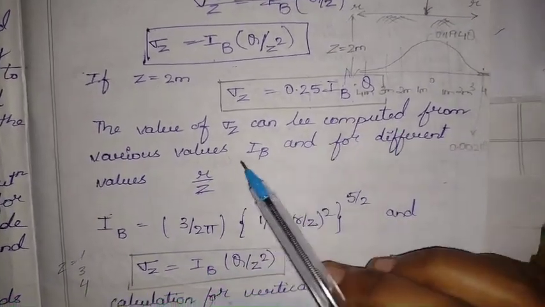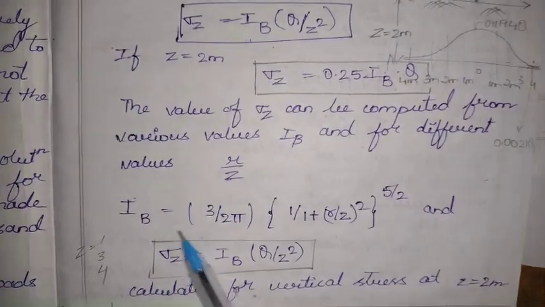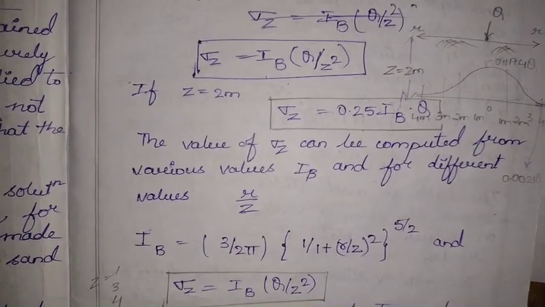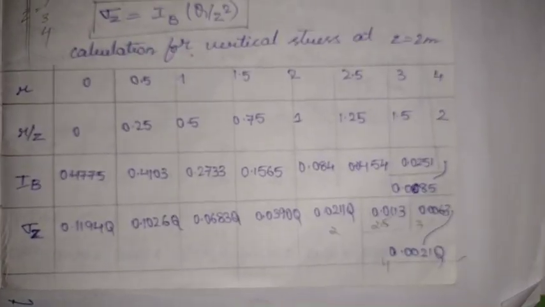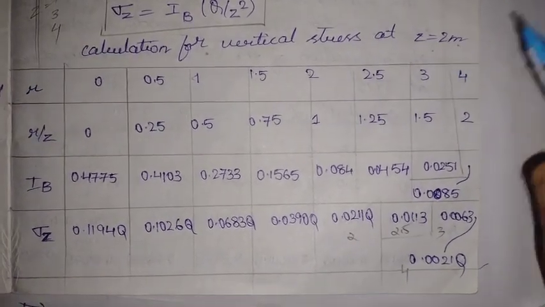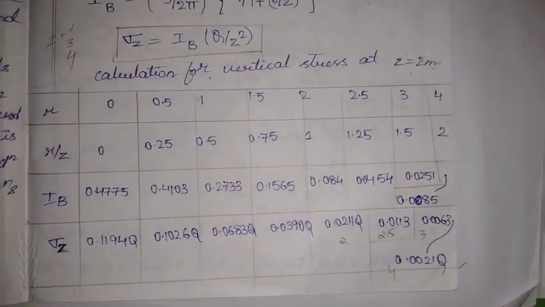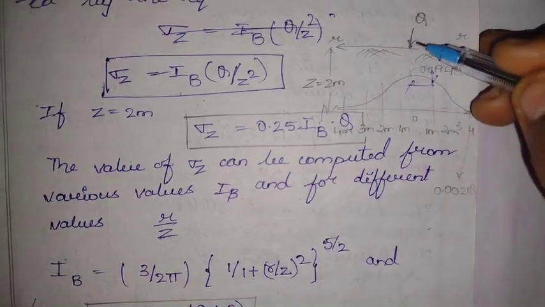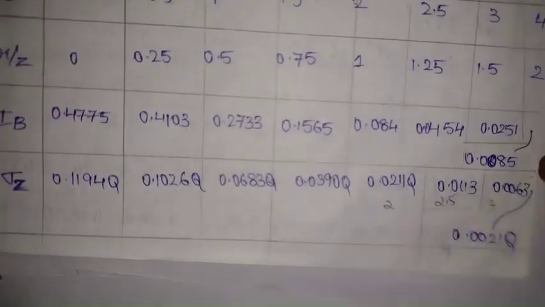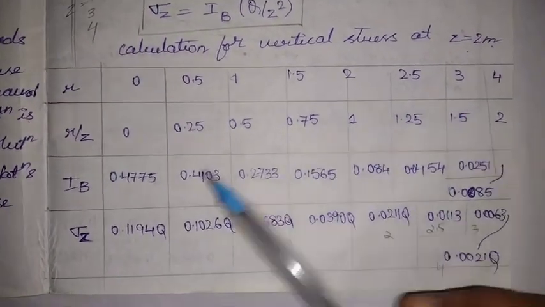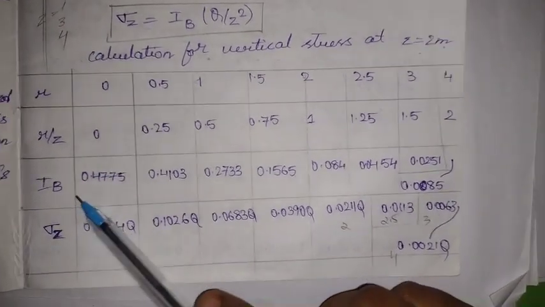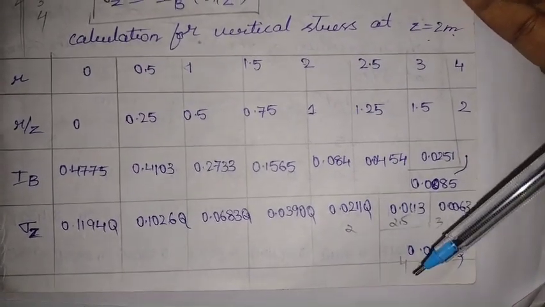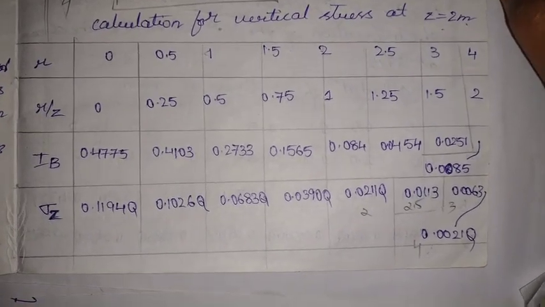The value of sigma z can be computed from various values of IB and for different values of r by z. IB is nothing but 3 by 2 pi times 1 by (1 plus (r by z) whole squared) to the power of 5 by 2. Here in the horizontal plane, z is constant, 2 meters. First we write the r values, that is the horizontal distance from the applied load to the point where we are considering the stress. The vertical distance z is constant. Then we write the r by z values. From r by z we can evaluate IB values from the table I have shown, and simply substitute in the sigma z equation. This is how we calculate the vertical stress distribution on a horizontal plane.